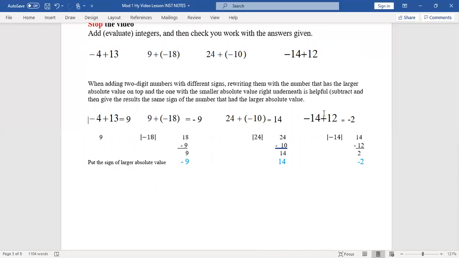-14 plus 12, different signs, so I subtract. I have more negatives, so my answer is negative.